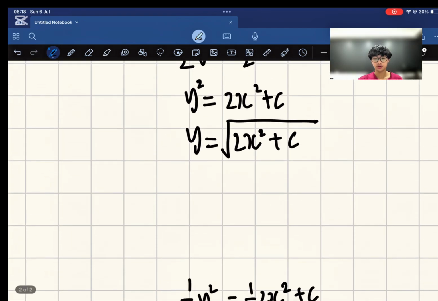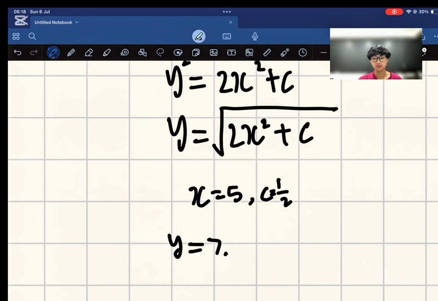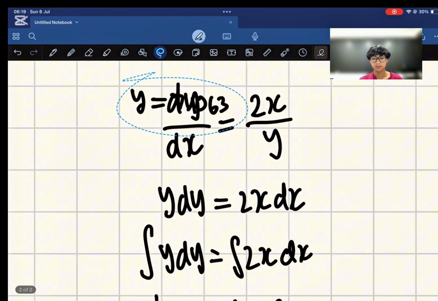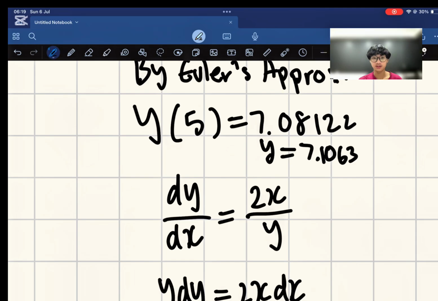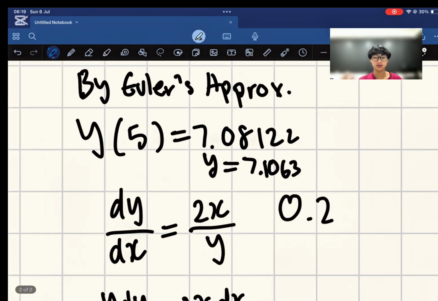So let's scroll down over here. We see that when x equals 5, which is what we're trying to find, with c equals 1 over 2, and we sub in, it will equal 7.1063. Let's bring it up here. So you can see that with a step size of 0.5, there's only a 0.2 difference in the amount, and the difference will only get smaller as the step size gets smaller. And this is already quite a big step size.